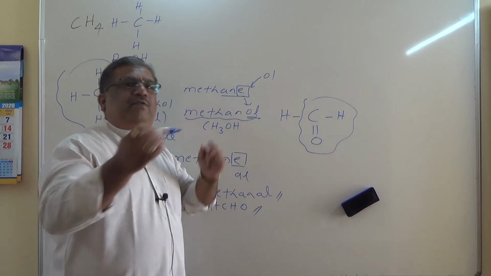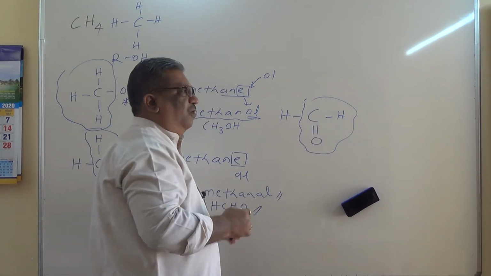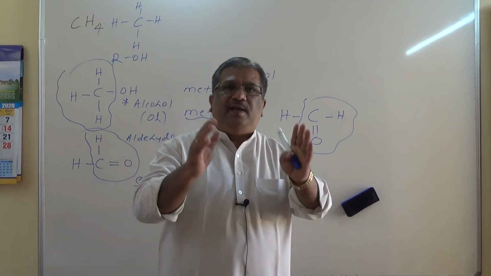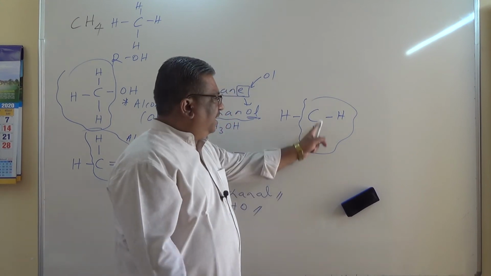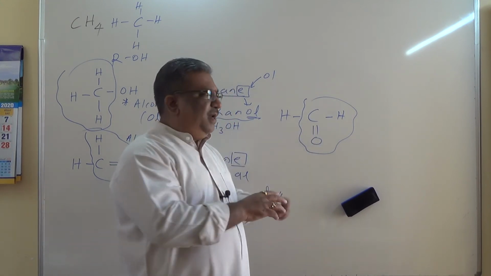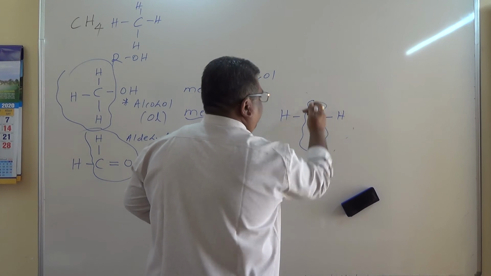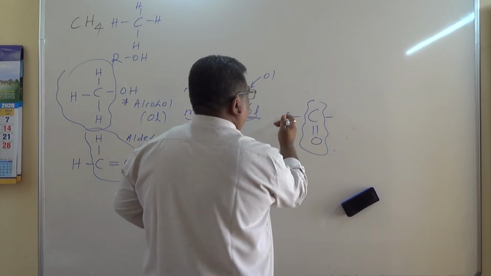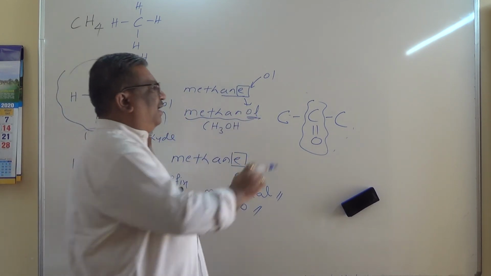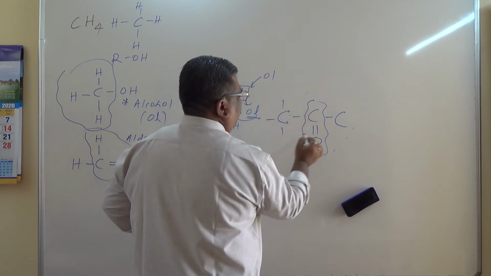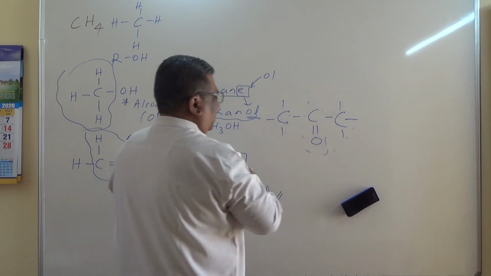In order to introduce ketone, what you must do? Please remember, C double bond O should be in between 2 carbon atoms. What is that? C double bond O should be in between 2 carbon atoms. See here and see here. Then ketone group. Now balance the valencies. 1, 2, 3, 4, 1, 2, 3, 4. Okay, let us balance it. Let me write once again properly.